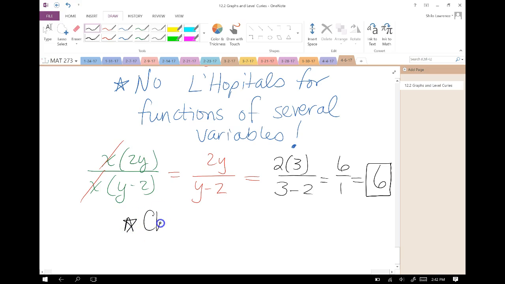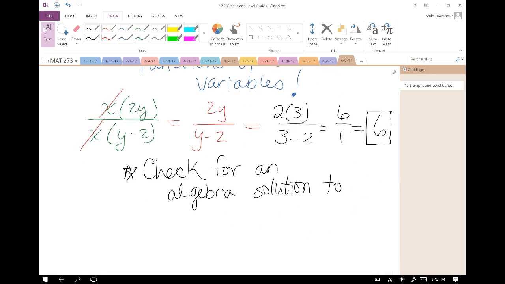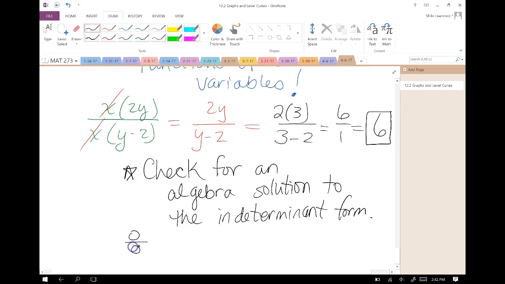There is a hole there. When you can factor and cancel, it creates a hole in the graph. So what we did here is we checked for an algebra solution to the indeterminate form. 0 over 0 sometimes, not all the time, but sometimes means that there's a common factor.